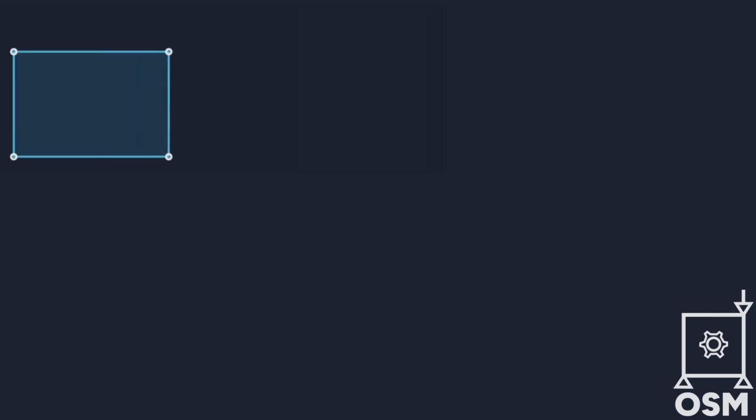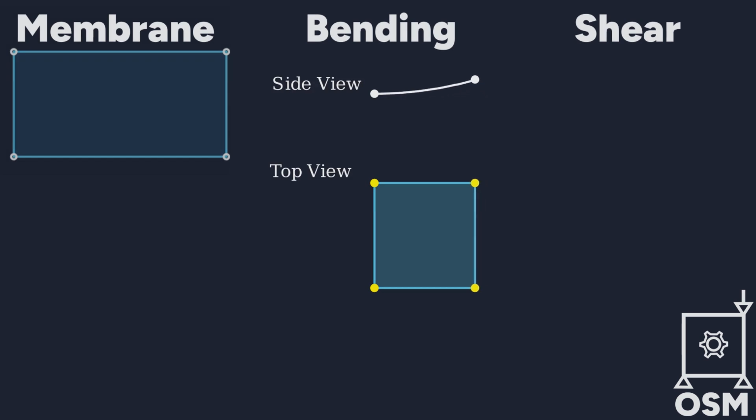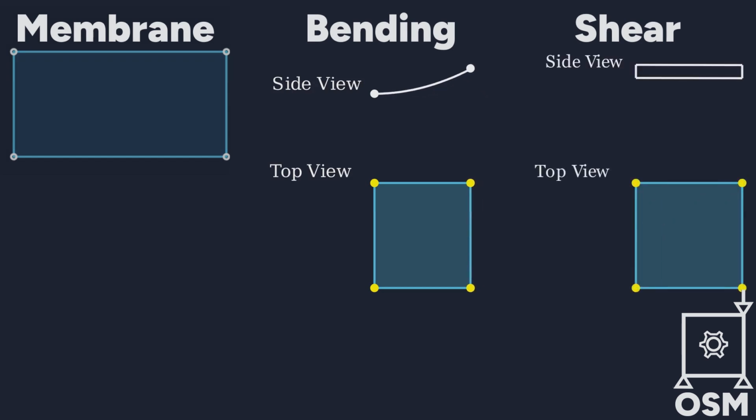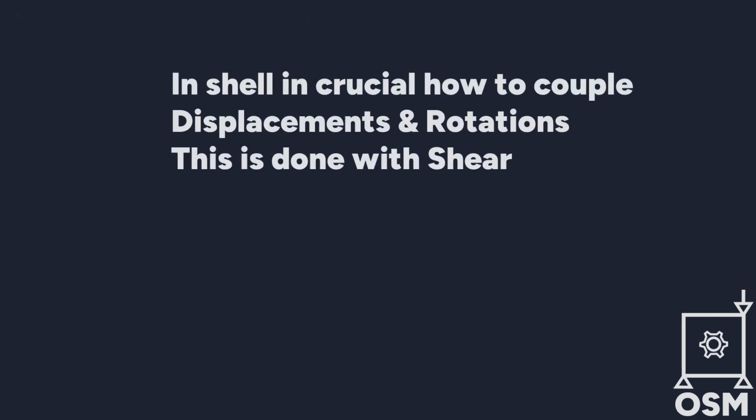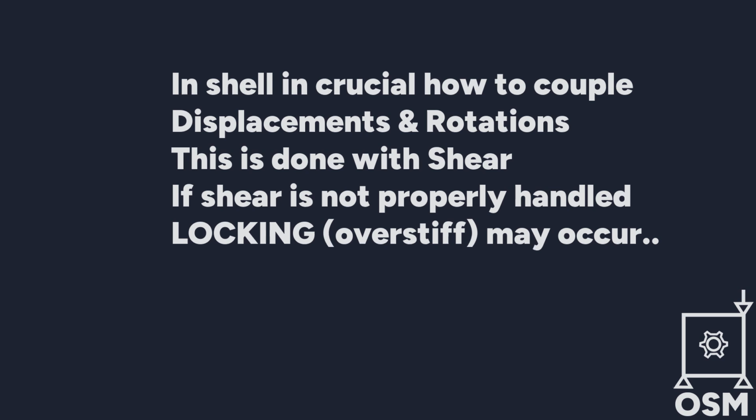A shell must capture three behaviors: stretching in plane, bending out of plane, and transverse shear. Each comes from different physics, and if you miss any, the shell misbehaves. Handle shear wrong and you get locking. Skip it entirely and it becomes too soft.